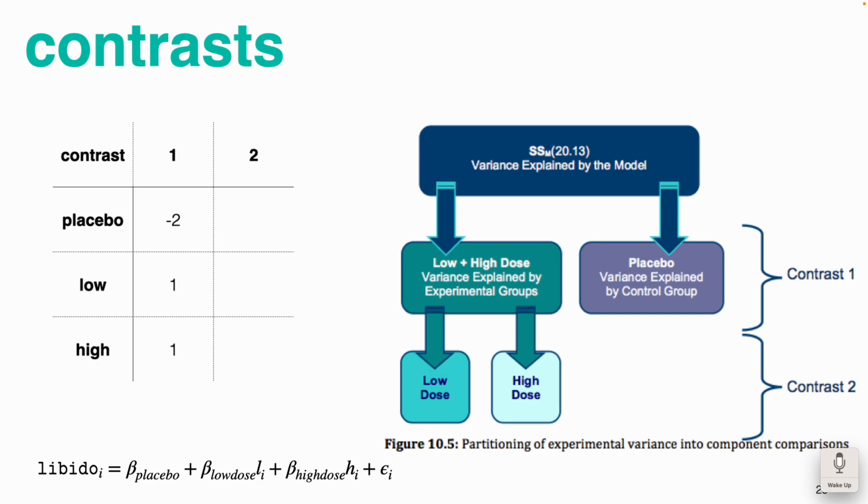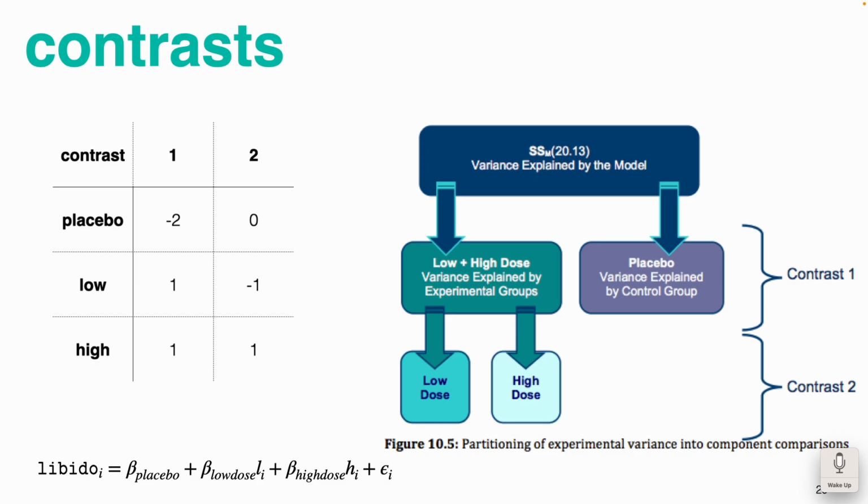All right. Who has a guess at what contrast 2 should be? What numbers do we put there? Yep, 0, 1, minus 1. Exactly. We're comparing the low and the high dose. We don't care about placebo, we just want low and high. And since we just have one of each, we just have 1 and minus 1. So, bingo.